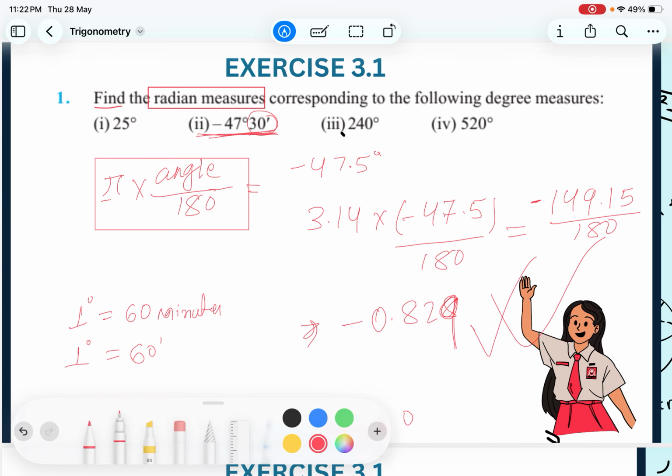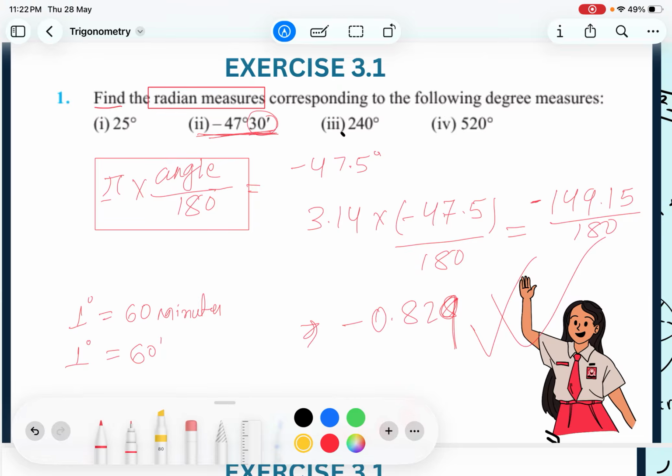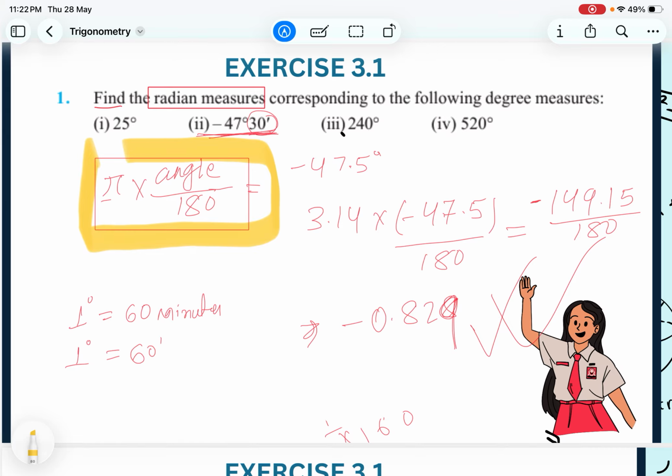So the point of this conversation is you have to remember this. If you want to convert radian to degree, sorry, degree to radian, you have to do pi into angle by 180 degree. That's it. So that's it for this video. We will meet in another video, and we will solve question number 2, and we will see whether we require any other knowledge except this.